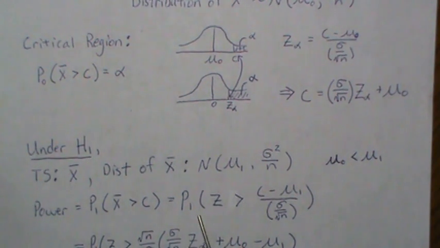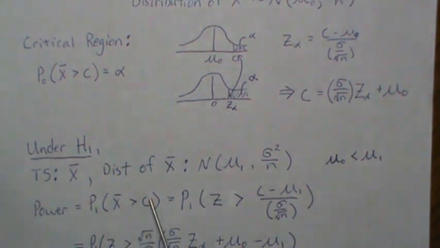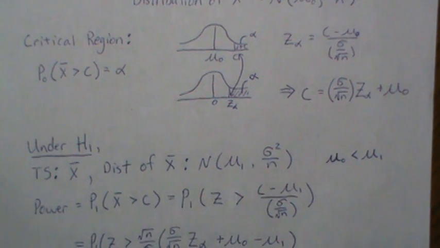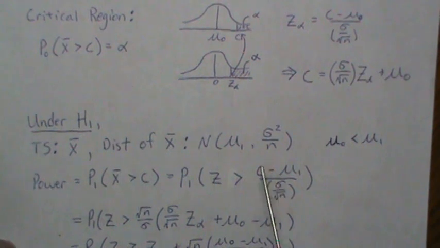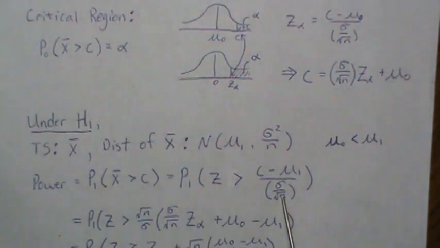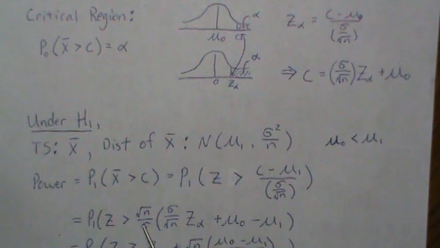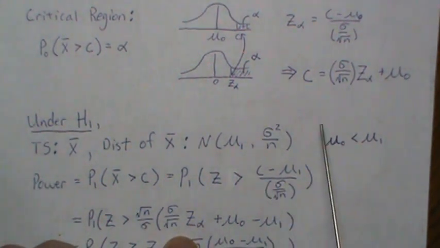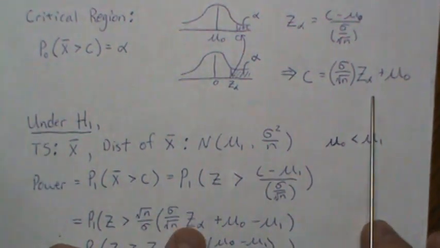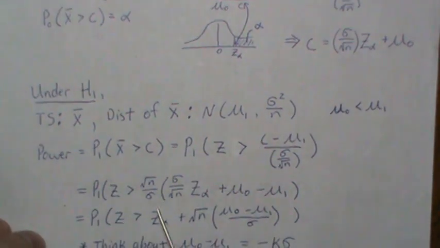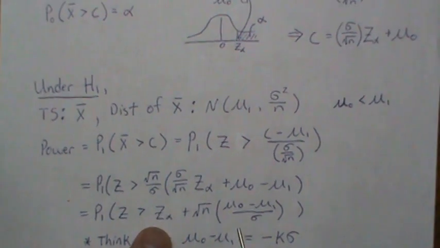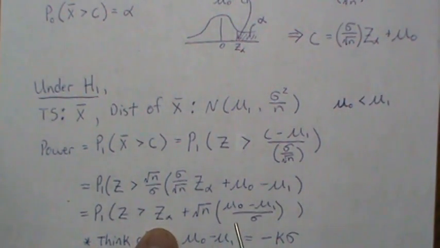So this probability is, since it's normal, we can subtract the mean and divide by the standard deviation, and then we're in the standard normal case. And then what I do is I multiply this up. When you divide by a fraction, you invert and multiply. That's what this is. Now the C we determined was this, so I plug that in, and then minus mu1, right? Now we multiply this in, and we get this right here. And so this is power.